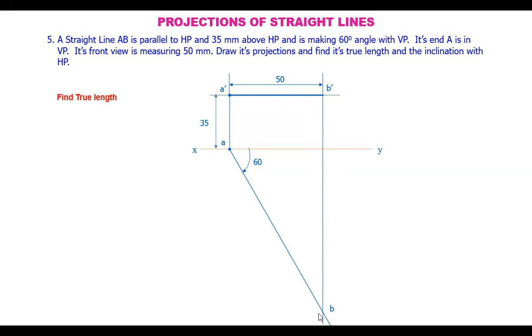So what is AB? The true length of the line, because the line is parallel to HP. When it is parallel to HP, in the top view we get the true length of the line, and also this is the actual angle with the vertical plane. So we are able to get the true length of the line like this. You measure this length and that is the true length. Okay.